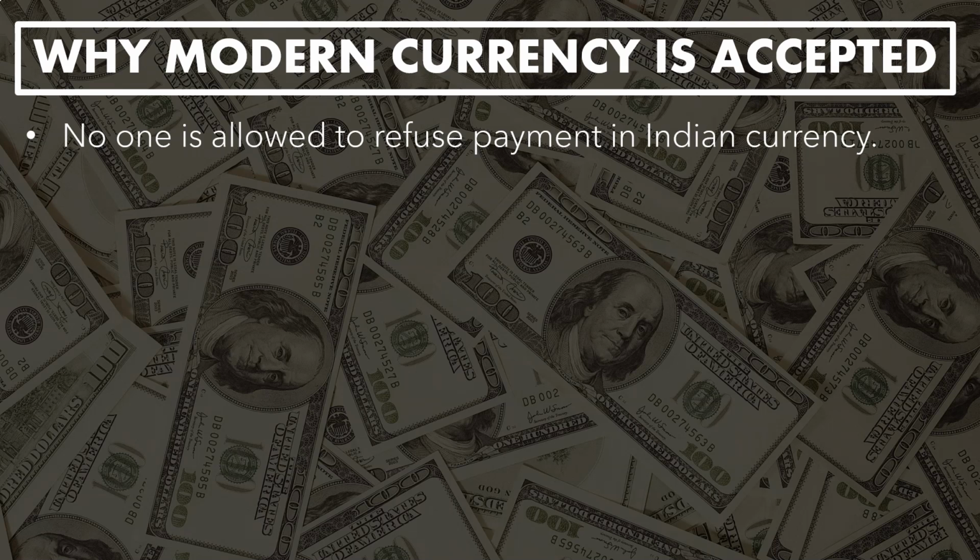So why is modern currency accepted? Because it's authorized by the government, it's issued by the RBI, and no one is allowed to refuse payment in Indian currency. This is a pretty much guaranteed 3-mark question in any exam. Why is modern currency accepted even though it has no value on its own? Explain in 3 points, and you can use these 3.